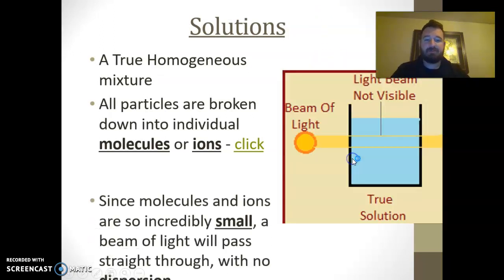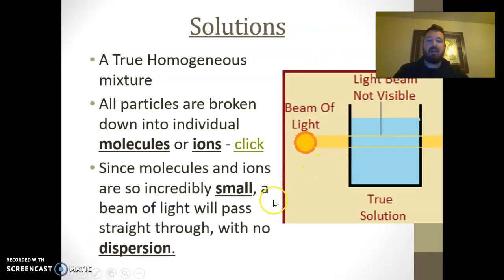Glad that worked. All right. Since our molecules and ions are so incredibly small in a solution, a beam of light is going to pass right through it. So if I shined a laser pointer through a solution, you would not see the path of the laser when it goes through the liquid. You would just see the light attached to the laser pointer and then the light on the wall. And you'll see why that is important later.